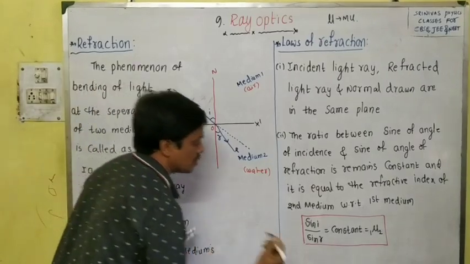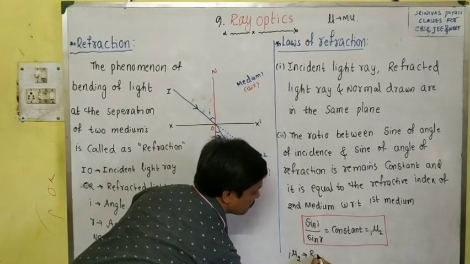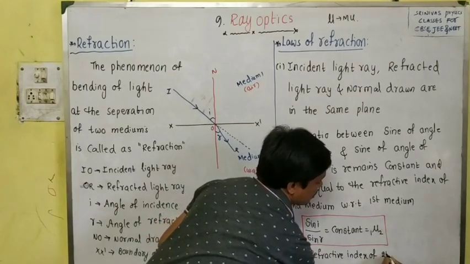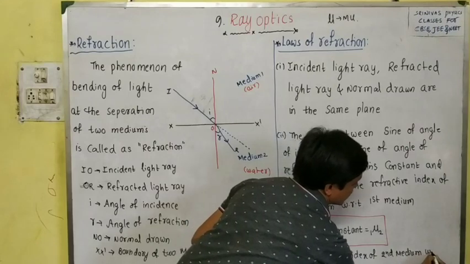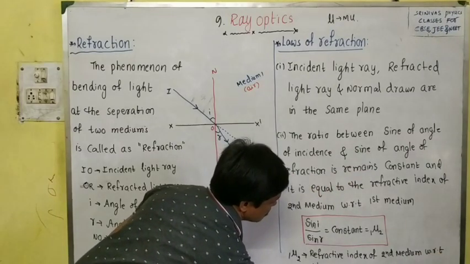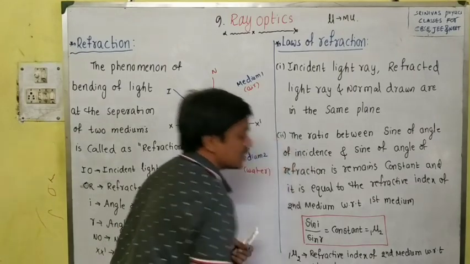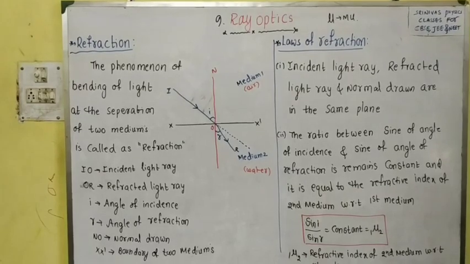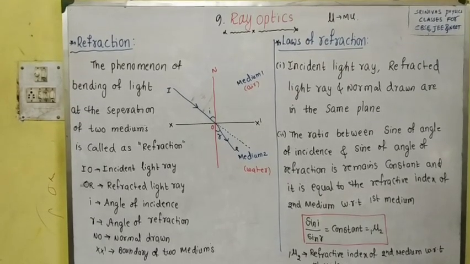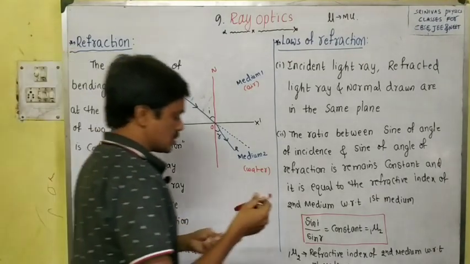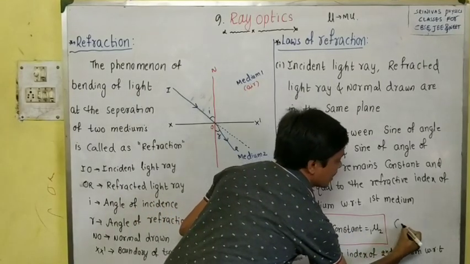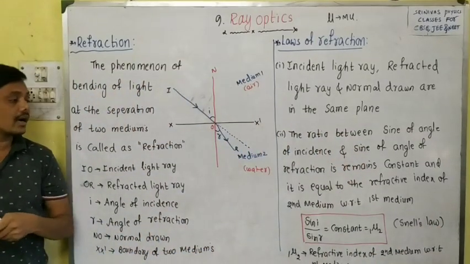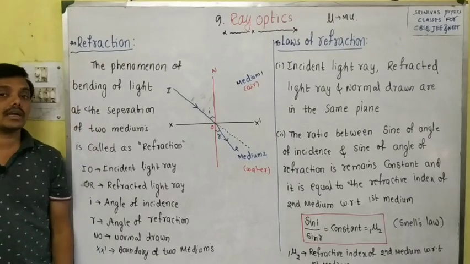What is 1 mu 2 in this? 1 mu 2 is the refractive index of second medium with respect to first medium, or it is also called the relative refractive index. And now this has one name. The second law is also called Snell's law. This law was given by the scientist Snell, that's why it is also called Snell's law. Take the screenshot and note it, and I will continue.